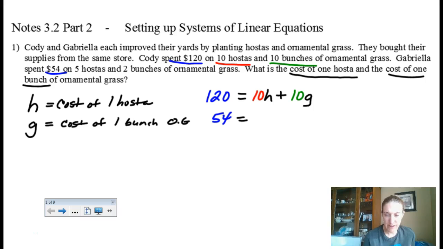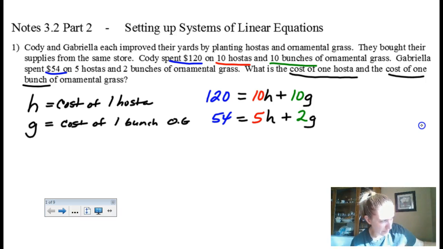And then 5 hostas, which again, I don't know the price. All I know is that they're going to be the same price for both people. And then 2 bunches of ornamental grass. Okay, so there's my system. If all I wanted you to do was set up your system, this would be good enough.